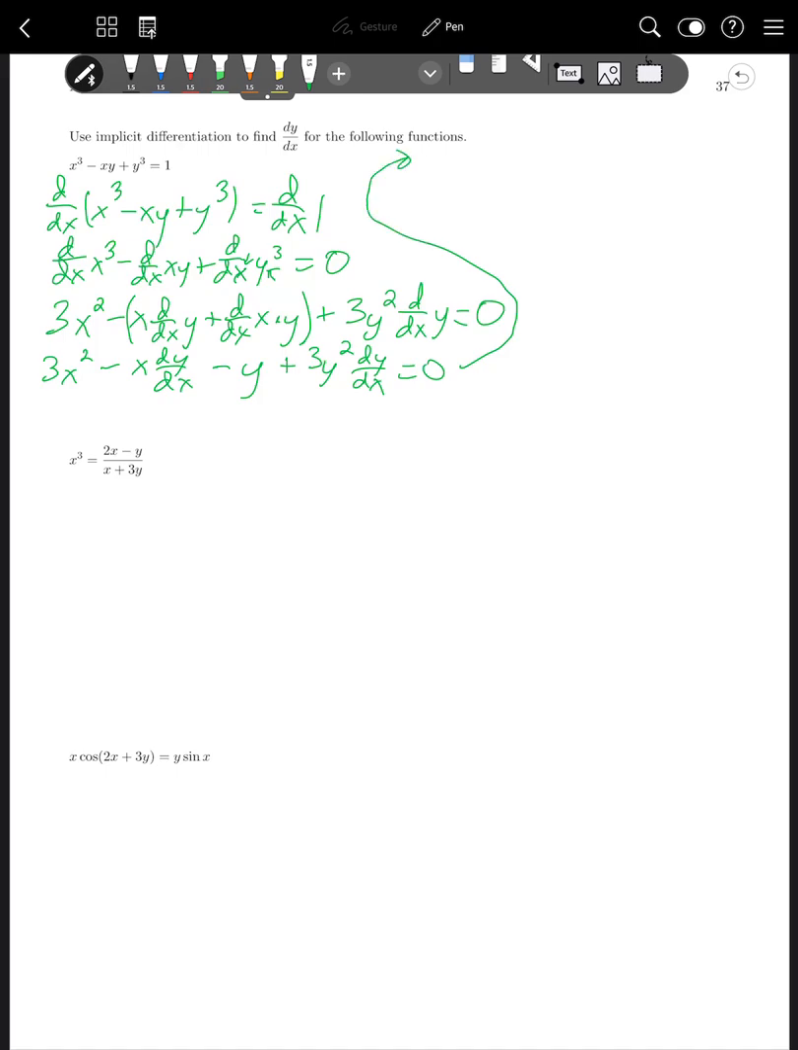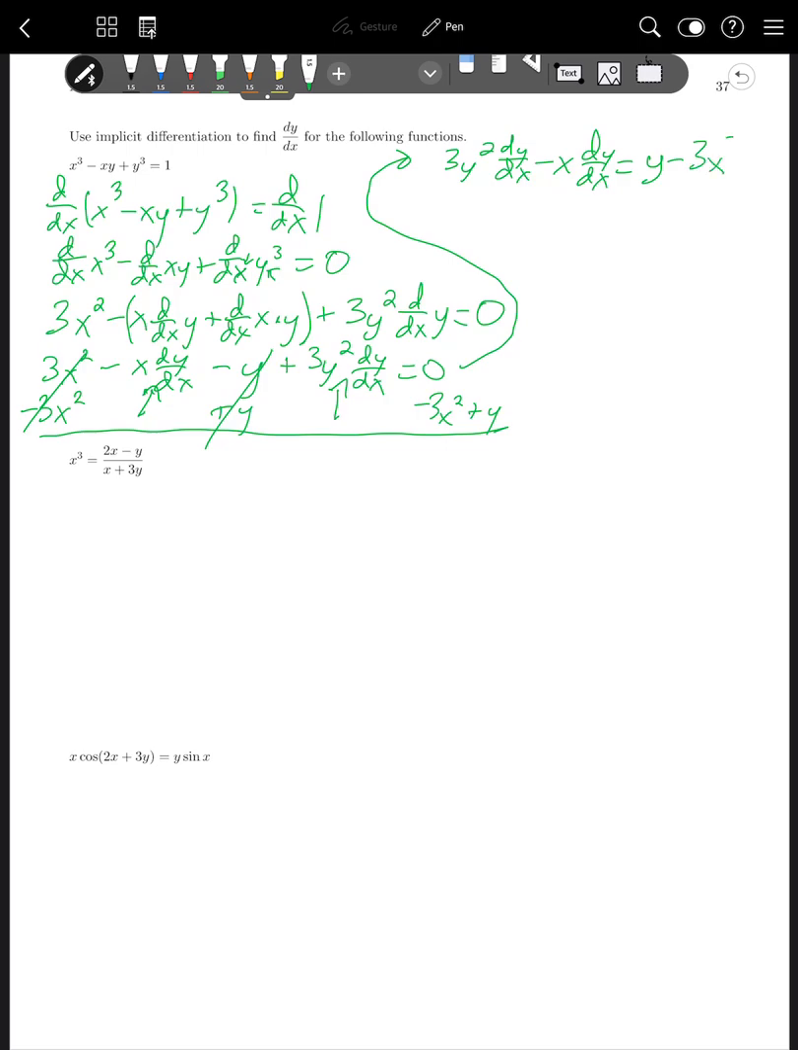Okay, so now we're going to come up here where I've got some more room. And so now what we want to do is start solving for dy/dx. So we want to subtract 3x squared from both sides and add y to both sides. Right? So we want to isolate the terms with dy/dx's. Okay, and that's what we're going to write up here. So these cancel. And I'm going to rewrite this with positive terms. So it'd be 3y squared dy/dx minus x dy/dx equals y minus 3x squared.